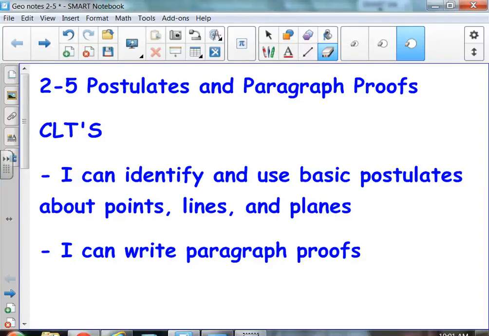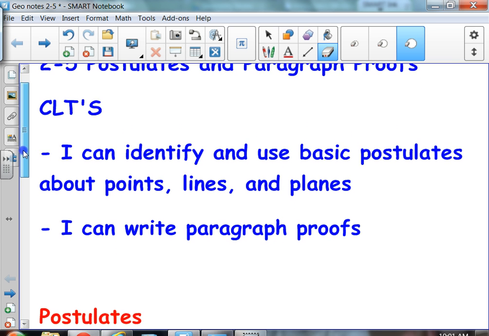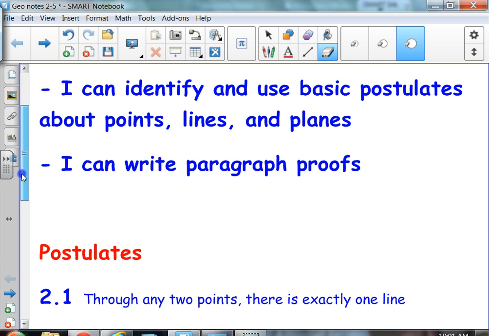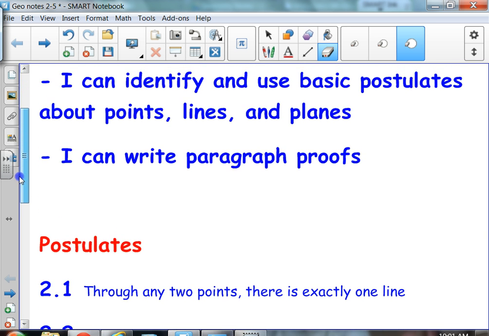All right, so we're going to start 2.5 postulate paragraph proofs. You have two CLTs. I can identify and use basic postulates about points, lines, and planes, and I can write paragraph proofs. I would suggest maybe writing down these postulates because there's a lot of them. You're going to need them when you get to your homework, and sometimes it's just easier to pull them up on your paper than it is to jump to a Chromebook.